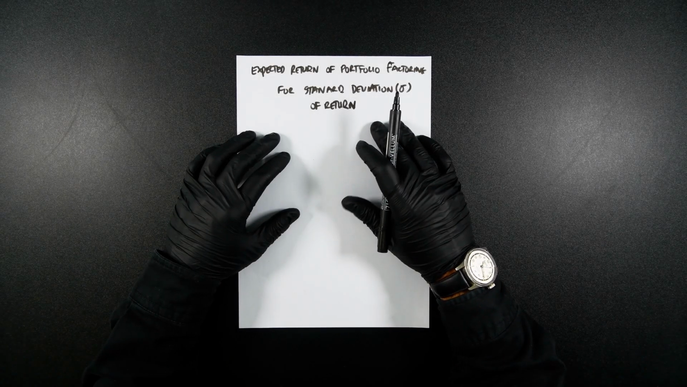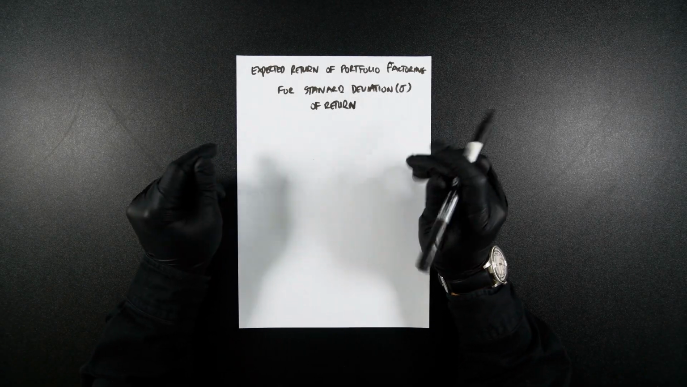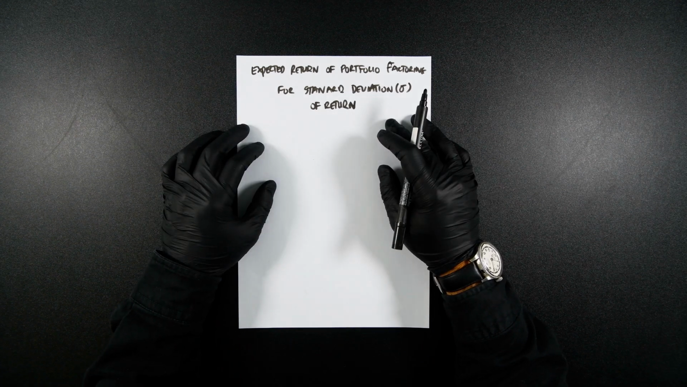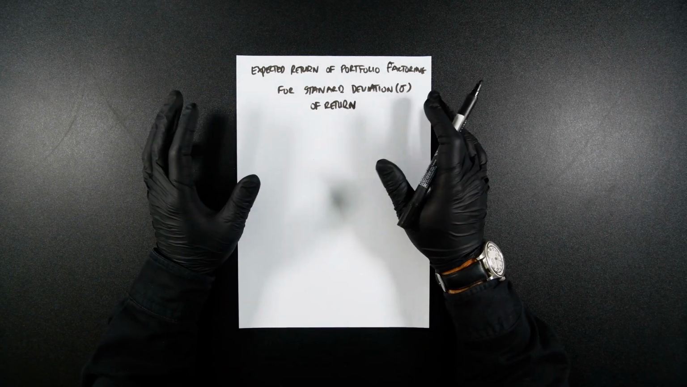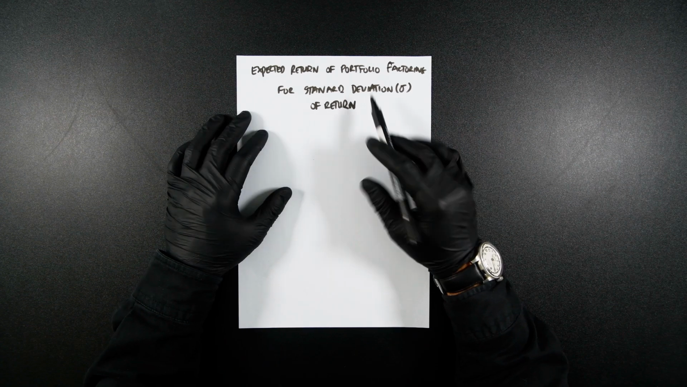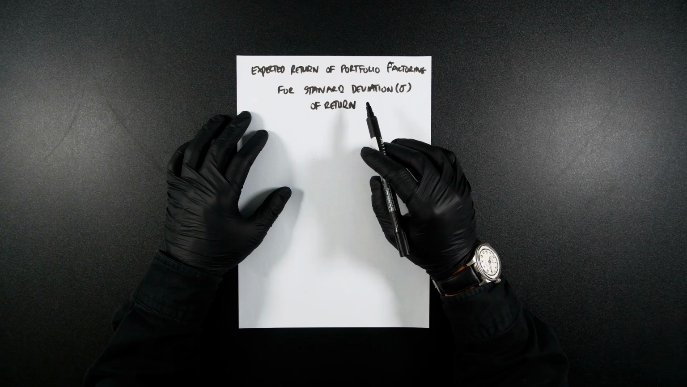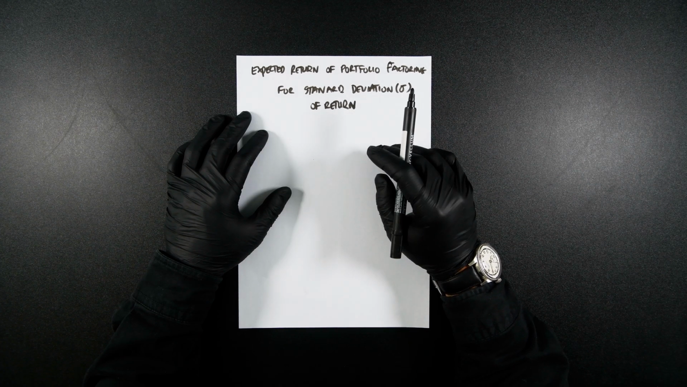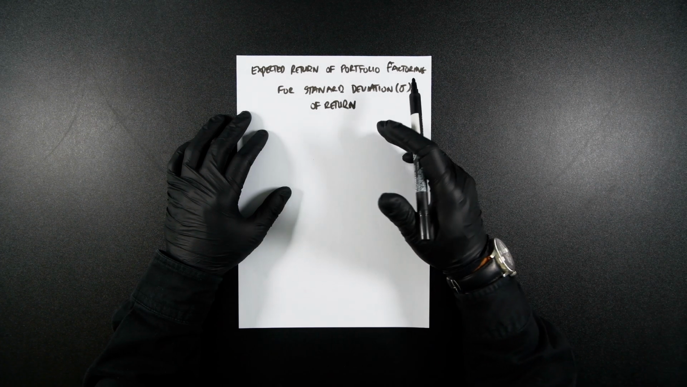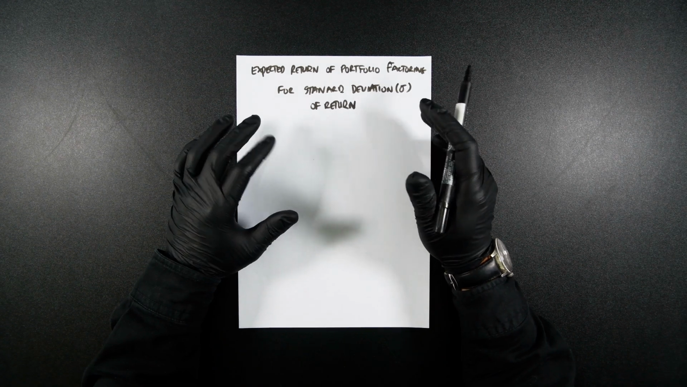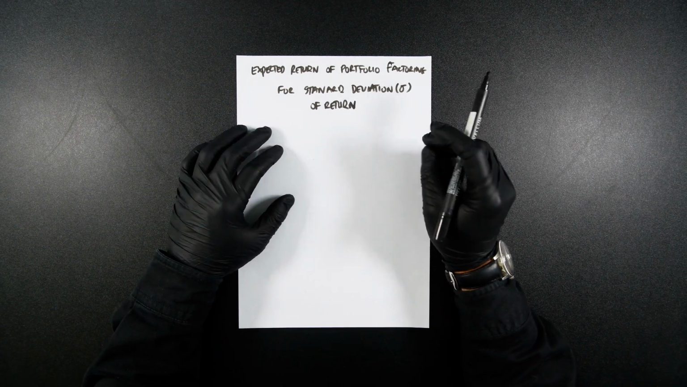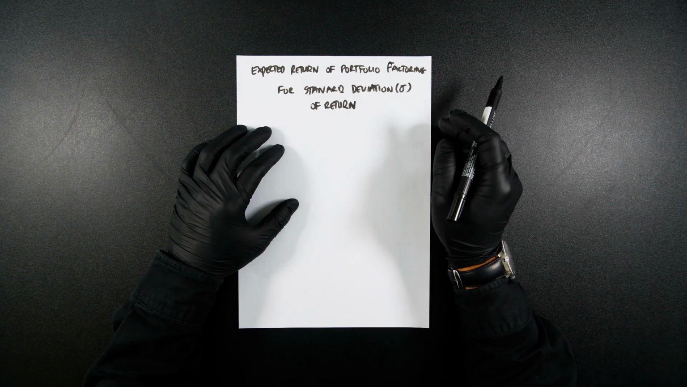In my previous video, I calculated the expected return of a portfolio with two assets, but it was a very simplified version of it. So we're going to factor in the standard deviation of the return. It means that we're factoring in the individual volatilities of the assets, the weight of each asset in the portfolio, and the correlation between the assets.